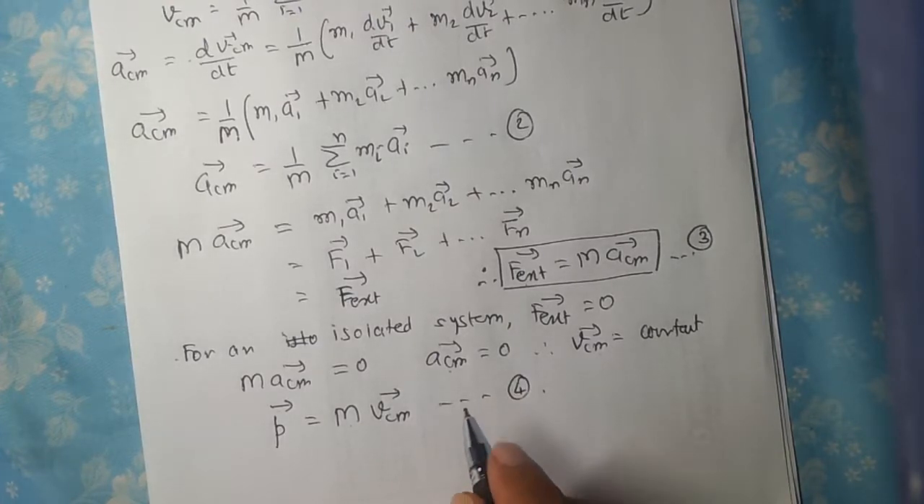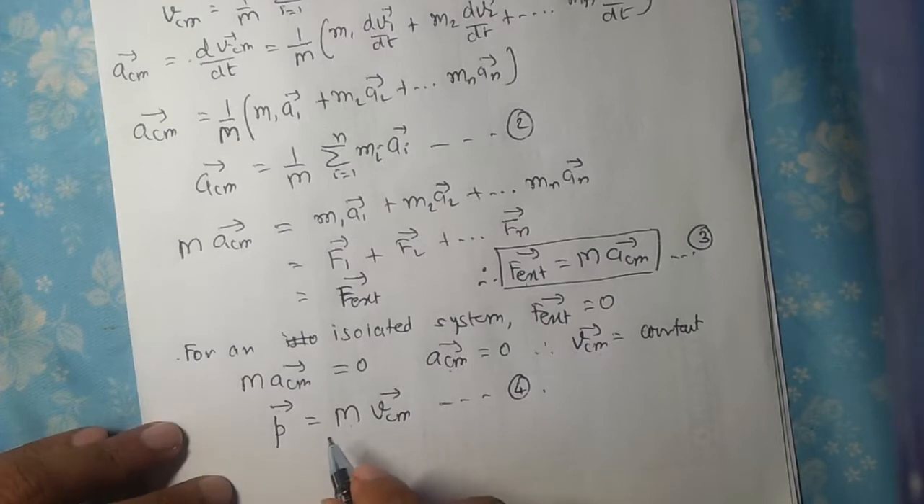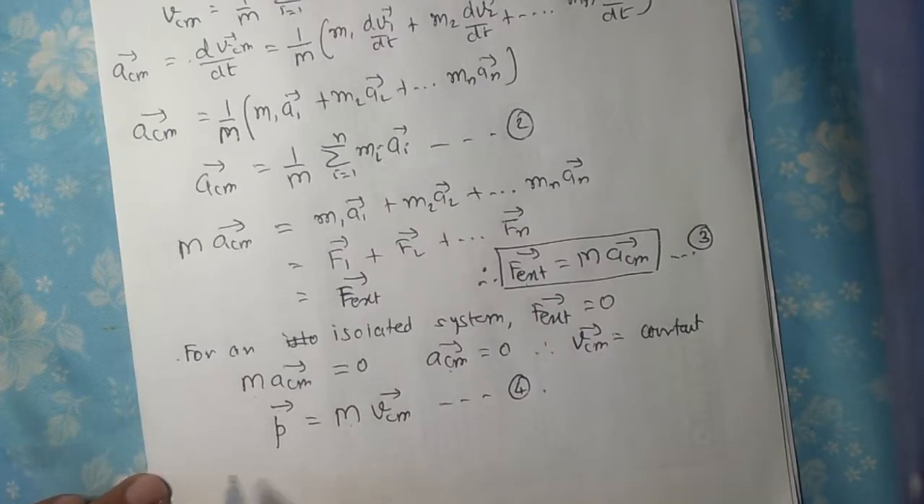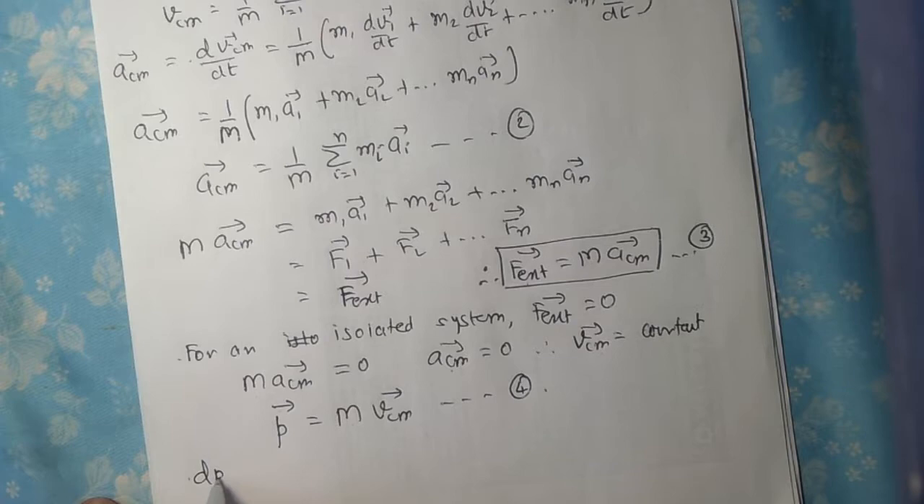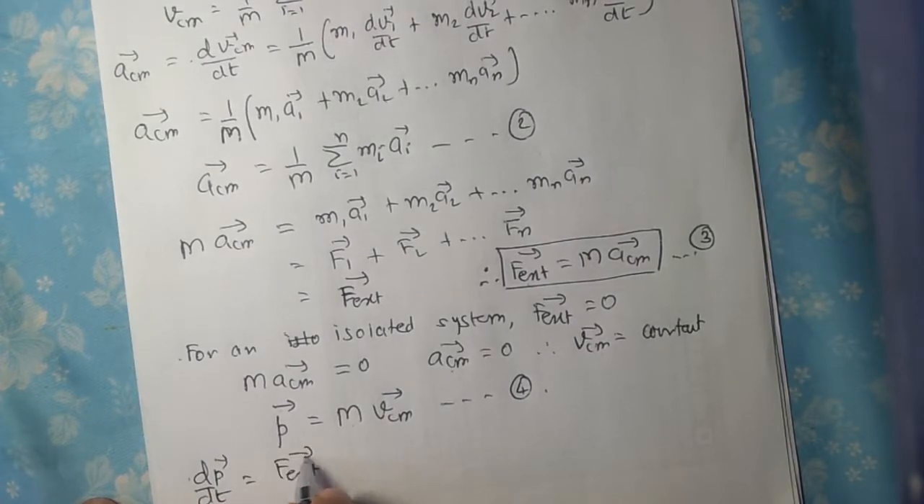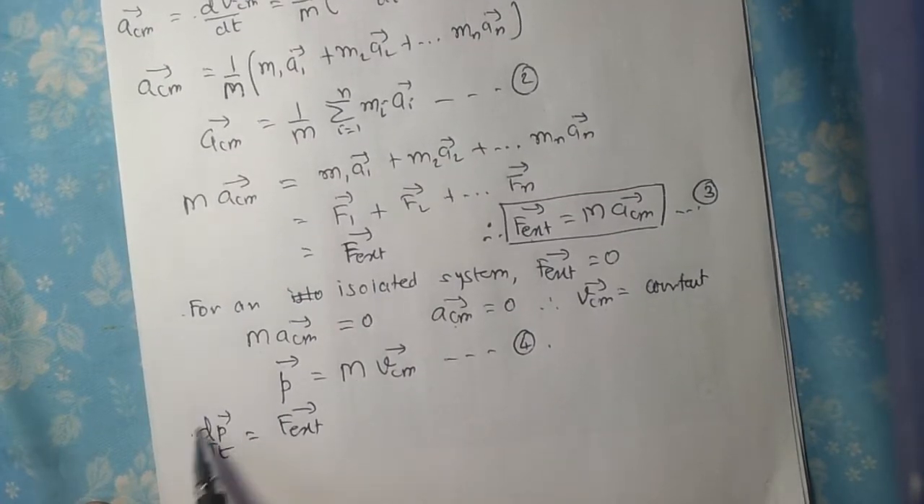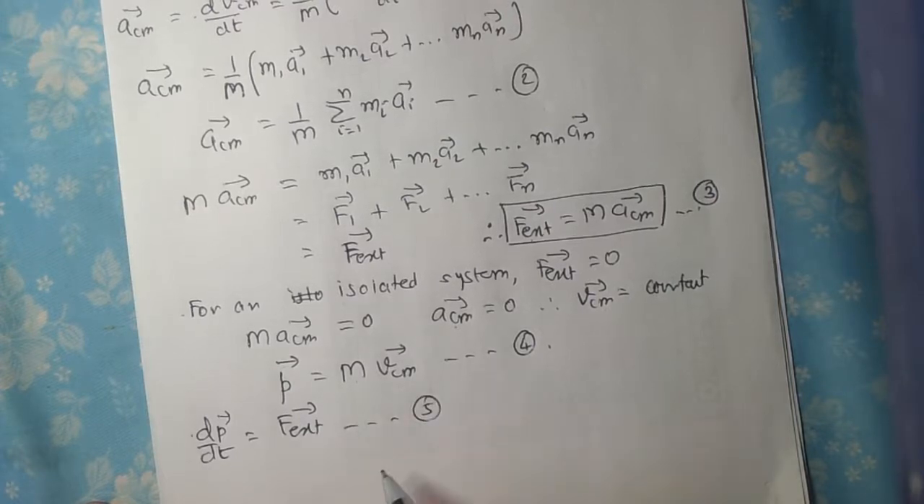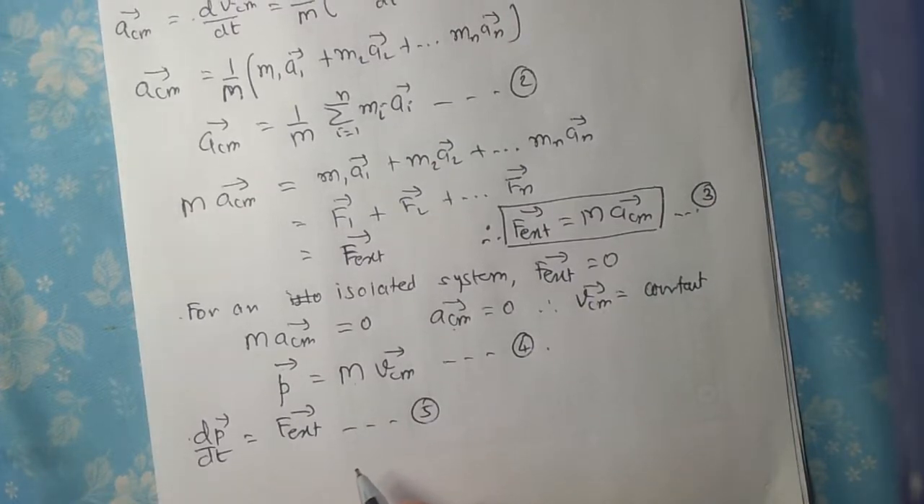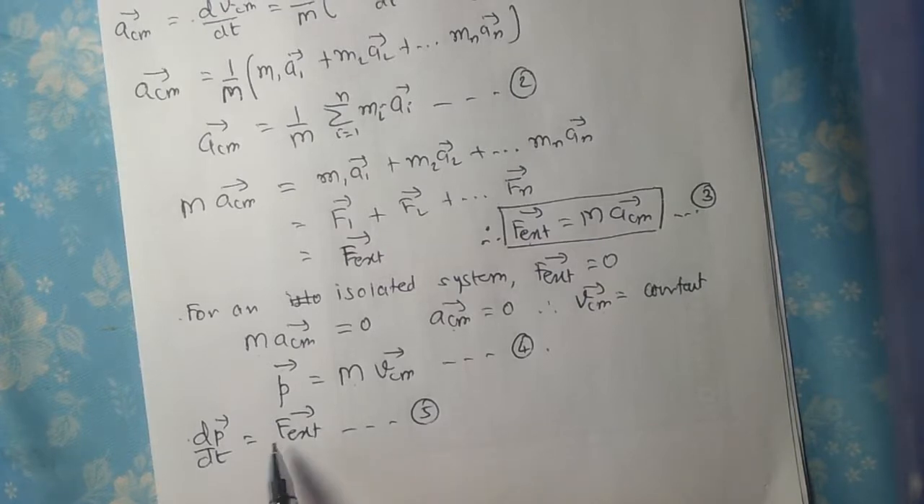Right? And again, we know that force is the rate of change of momentum. So I can write over here dP by dt is equal to F external. Total linear momentum, rate of change of momentum is F external. Let us call this equation 5. And what we conclude from this is that the change of momentum of a system of particles is equal to the vector sum of all the external forces.